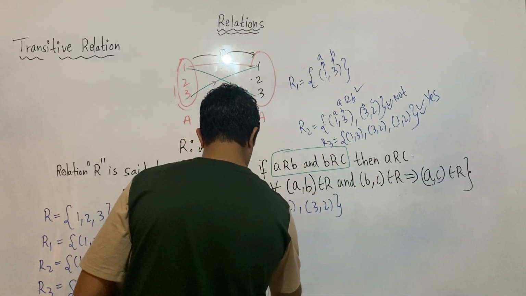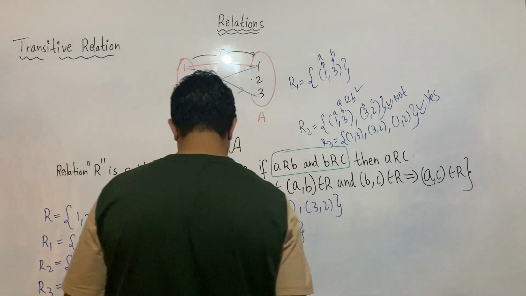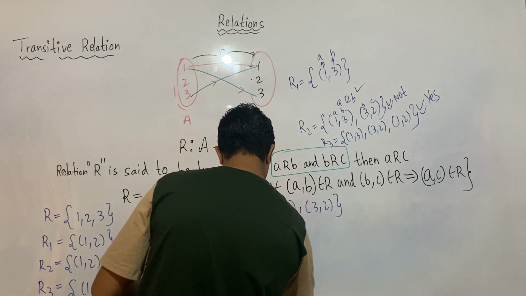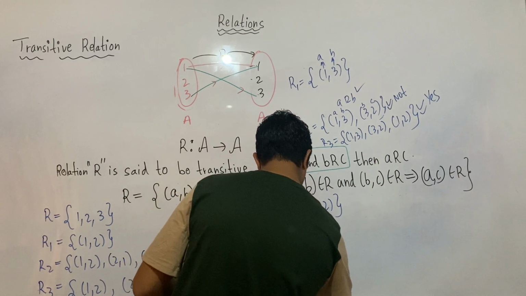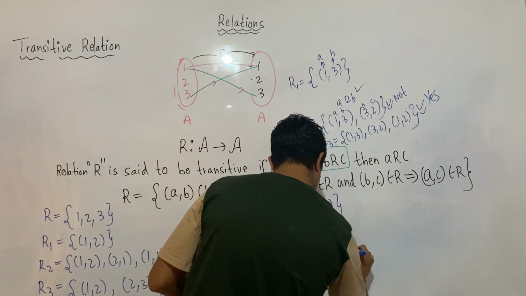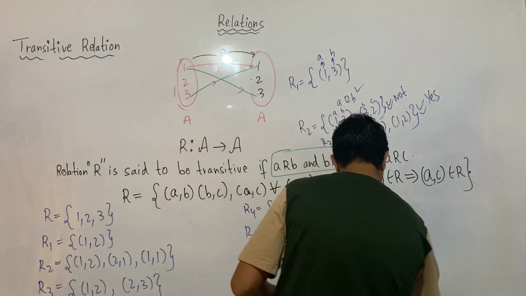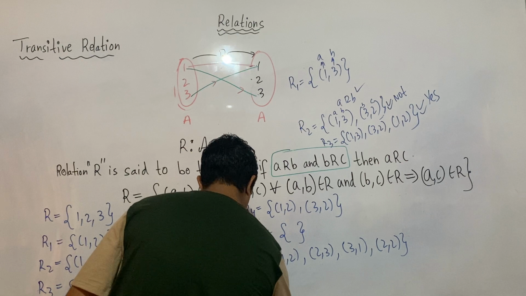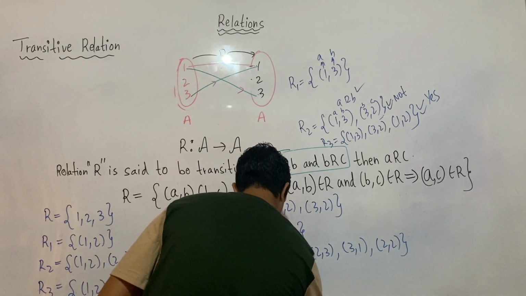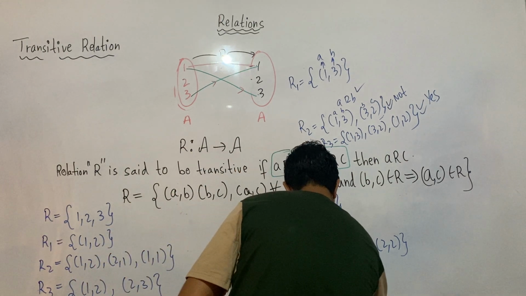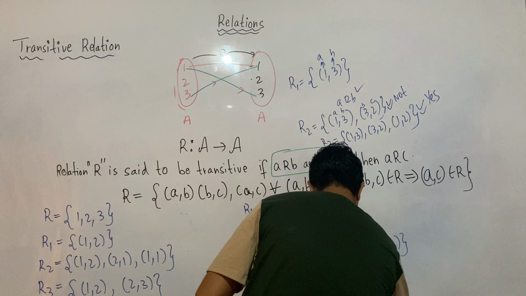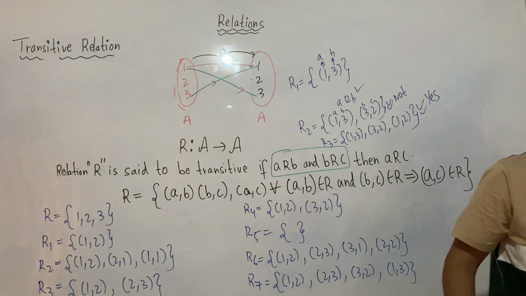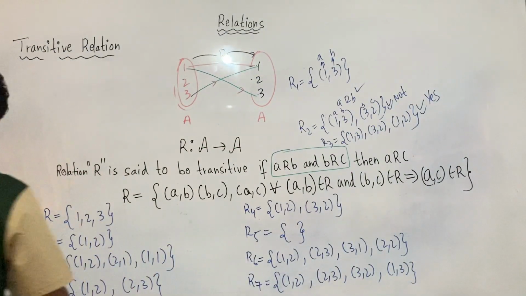R5 is the empty relation. R6 is (1, 2), (2, 3), (3, 1), (2, 2). R7 is (1, 2), (2, 3), (3, 2), (1, 3). Okay, you have to find out what relations are transitive and what are not.